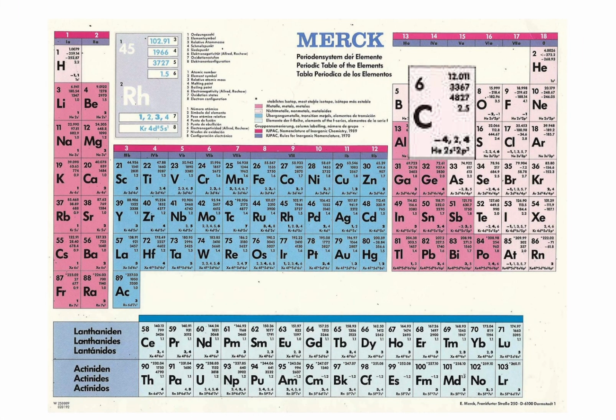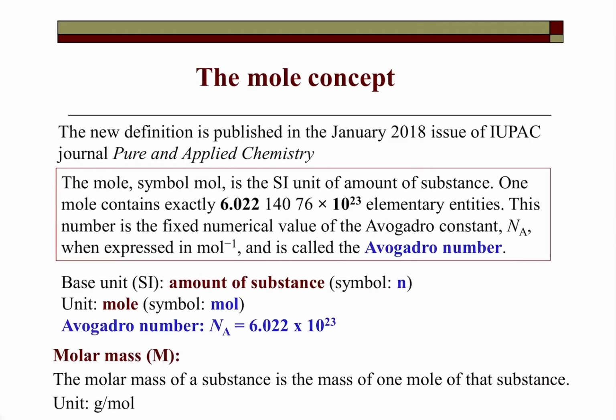As you see here, carbon is in group 4. It has atomic number 6, and we can use carbon-12 for the unit of mass in the periodic table.